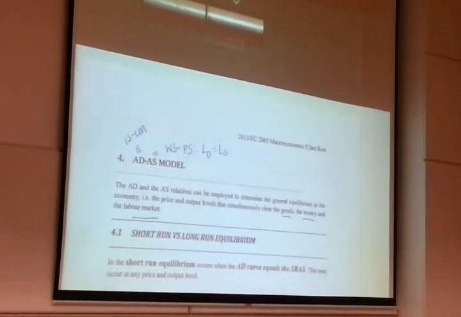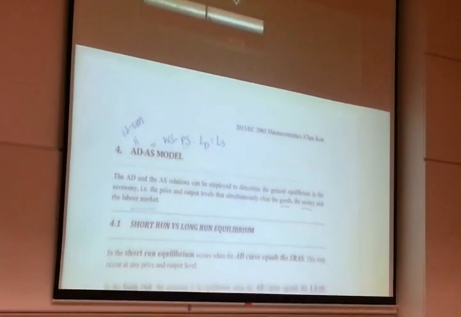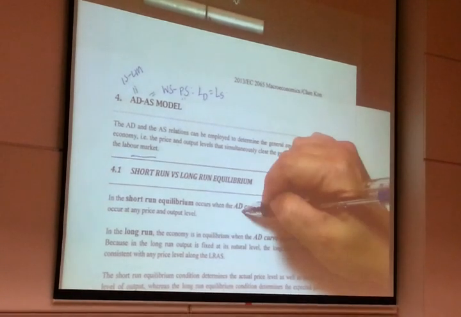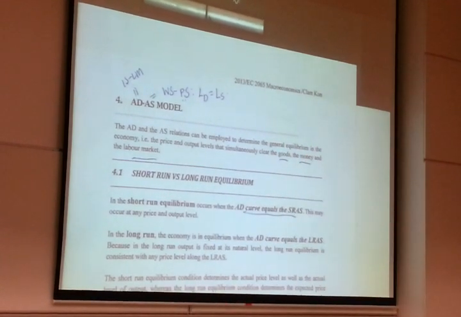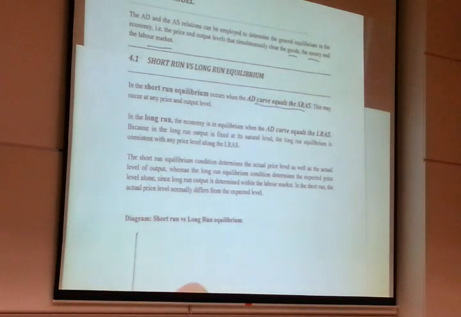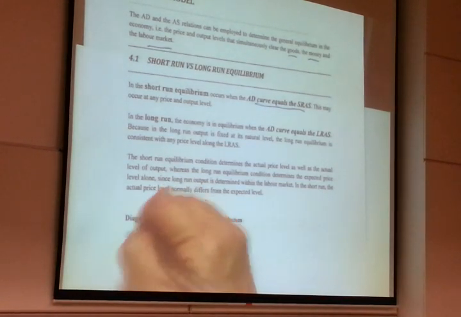Okay? So when we apply the AD-AS model, we must first distinguish short run and long run. Every economy must have a short run. It means every economy will have a set of AD-AS. Right, so let's look at page 25. Let's include it in the diagram.